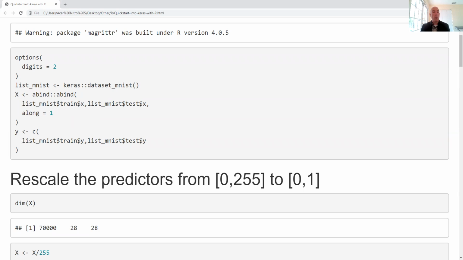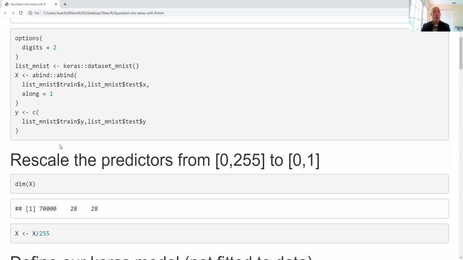I'm doing effectively the same thing for the target variable, but they're vectors, so I just use the concatenate function, which is c in R. All right, so now I've got my data. I've got X, which is a 3-dimensional array. I've got Y, which is a vector of the same length as the first dimension of X.